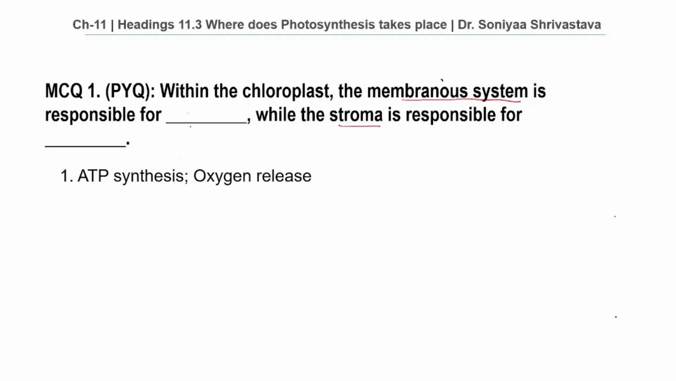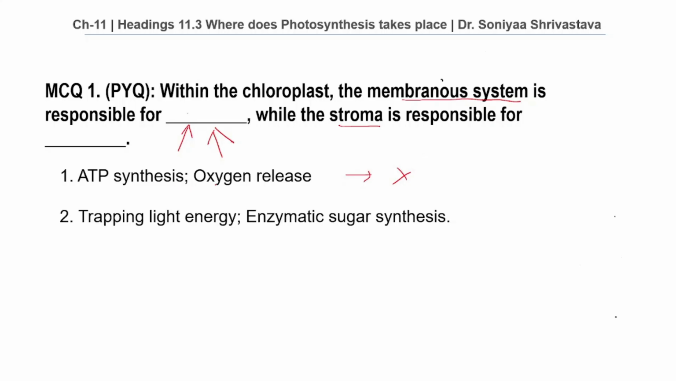We have seen that ATP synthesis occurs in the membranous system and oxygen will also be released in the membranous system, because when photosynthesis occurs, photolysis happens and it will release oxygen. So both the processes occur in the membranous system, not in the stroma. So this option is wrong. Let's see option number 2, trapping light energy. Membranous system traps light energy and enzymatic sugar synthesis happens in stroma. So this is our correct option.